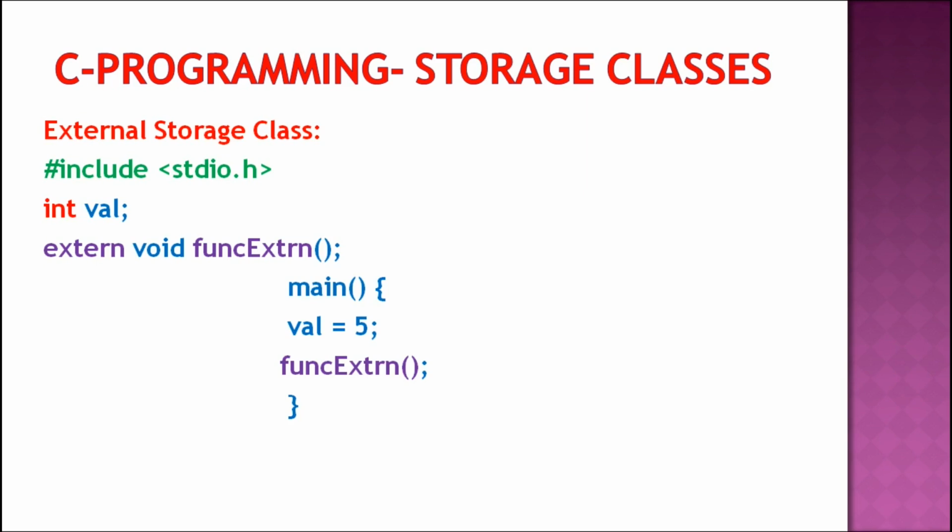In this way we can call the external values. We can give the main function value equals 5 in the main function, and we can call the external function from the outer side of the main function into the internal, like global variables we can use.